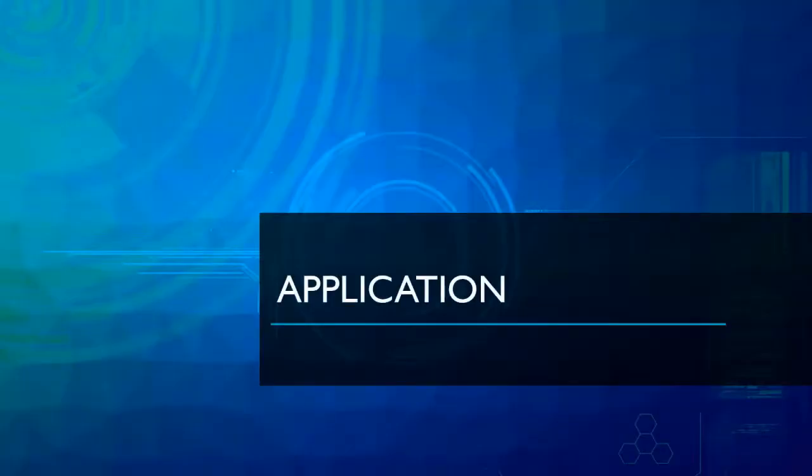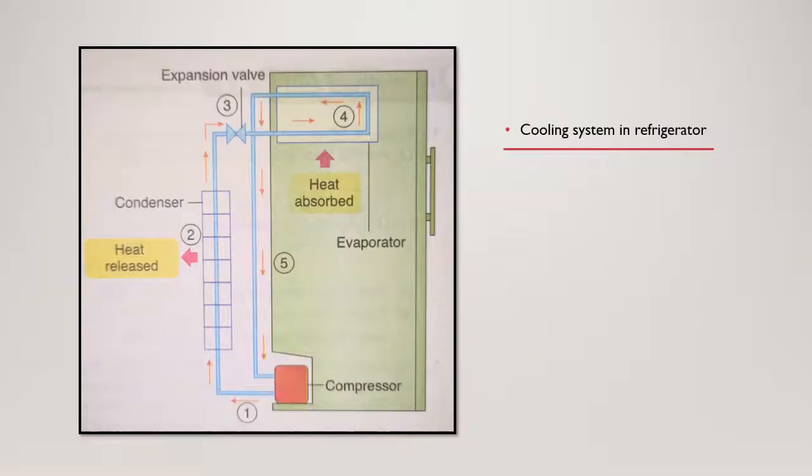Okay, now we will discuss the application of specific latent heat. Okay, sekarang kita akan membincangkan aplikasi ataupun penggunaan latent heat, haba pendam tentu. Okay, one of the applications of specific latent heat is the cooling system in a refrigerator. Okay, salah satu aplikasi penggunaan haba pendam tentu ialah dalam sistem penyejukan di dalam peti sejuk.